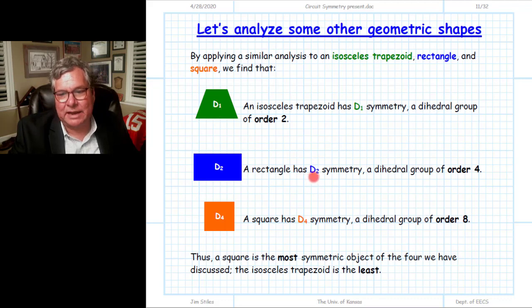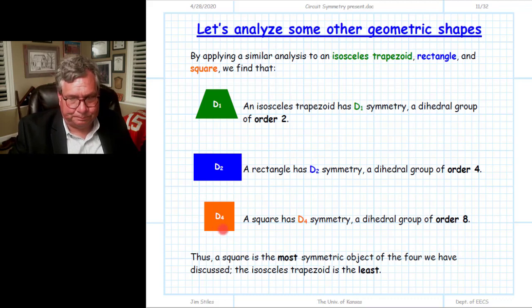A rectangle has D2 symmetry, D sub 2, and so there are 4 different operations that we can do to a rectangle to leave it congruent under those operations. There are 2 planes of reflection symmetry, and then also we can rotate it 180 degrees about its center. And then finally we have the identity operator, which gives us the order of 4 different operators that will leave it congruent. Again, one of 2 reflection planes, a rotation around 180 degrees, and then the identity operator.